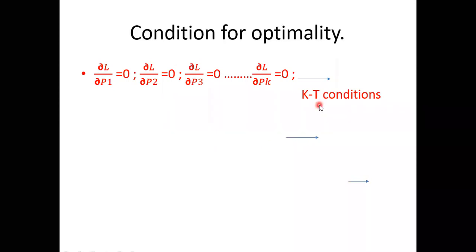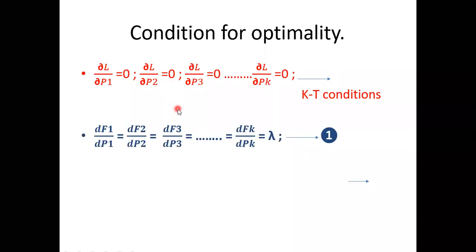KT conditions means Kuhn-Tucker conditions. These are very, very important conditions in our mathematics. Those conditions are dou L by dou P equals 0. Similarly, dou L by dou PT equals 0. So when you substitute, we get the equation df1 by dp1 equals df2 by dp2 equals df3 by dp3 and so on, equals lambda value. This is in the case when we are neglecting the losses.